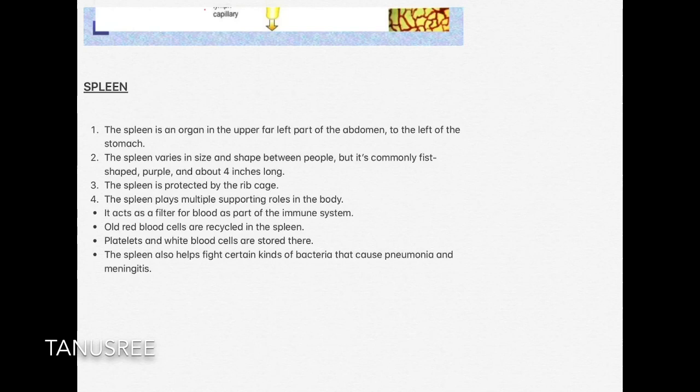It is acting as a filter for blood as part of the immune system. All red blood cells are recycled in the spleen. Hence, it is known as the blood reservoir because the platelets and white blood cells are also stored here. Also, it produces lymphocytes. And because it produces lymphocytes, it helps fight certain kinds of bacteria that cause pneumonia and meningitis. In the embryo, the spleen is also capable of producing RBCs.